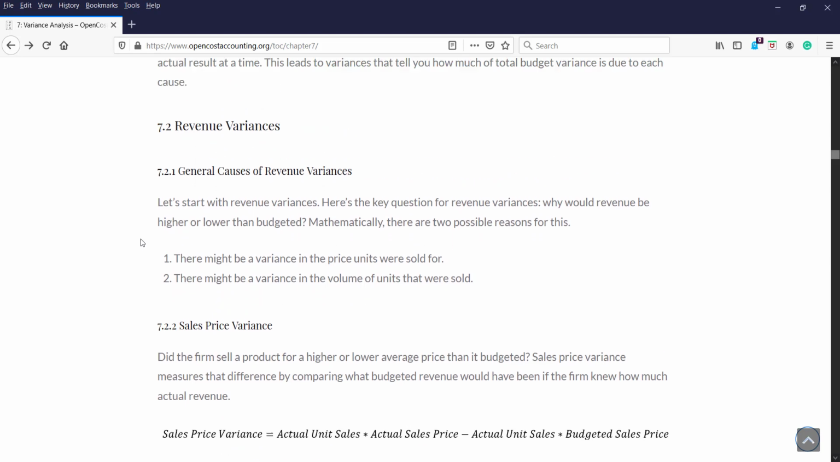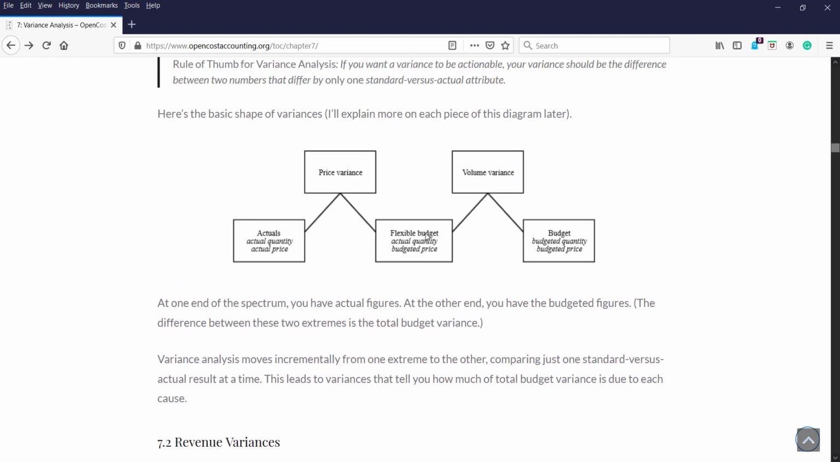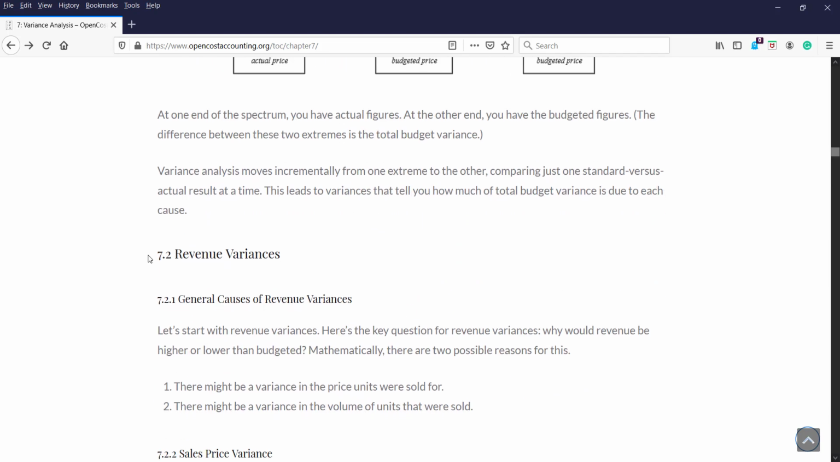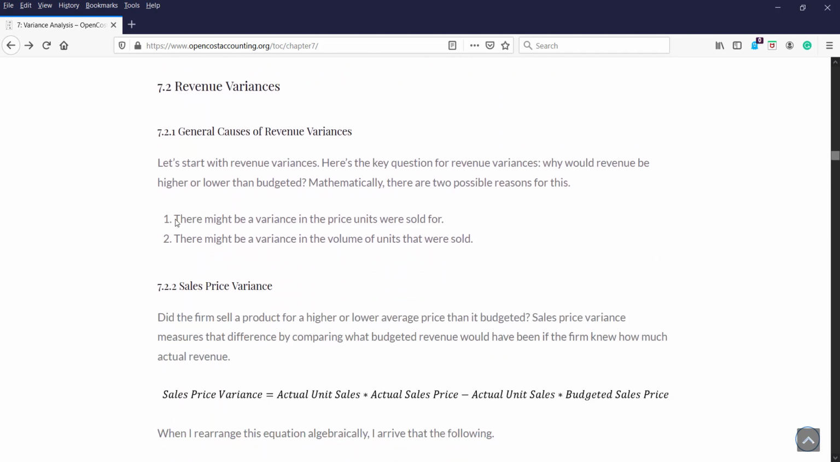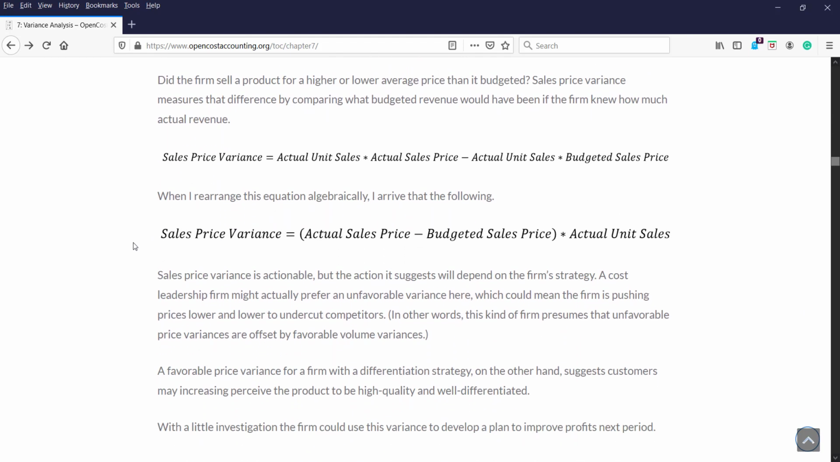They're very simple. They follow this little mountain range with just two summits, two peaks here. We have two big reasons why there would be a revenue variance: the price was different than we expected, or the volume was different than we expected. And so it follows the two variances that we looked at before.